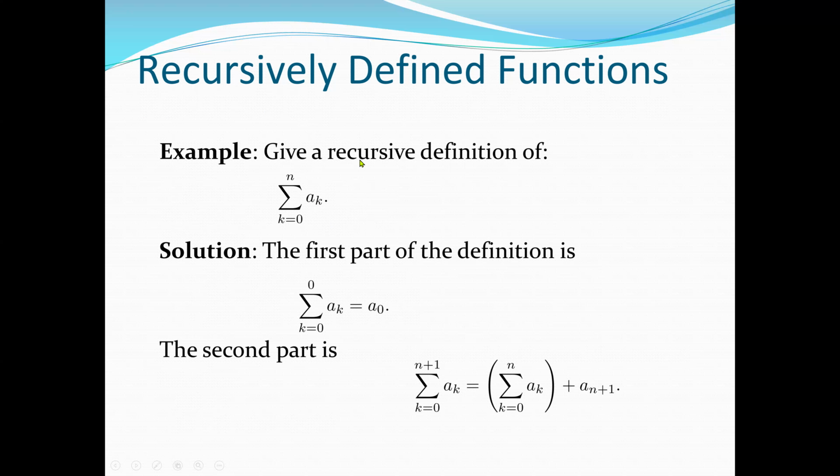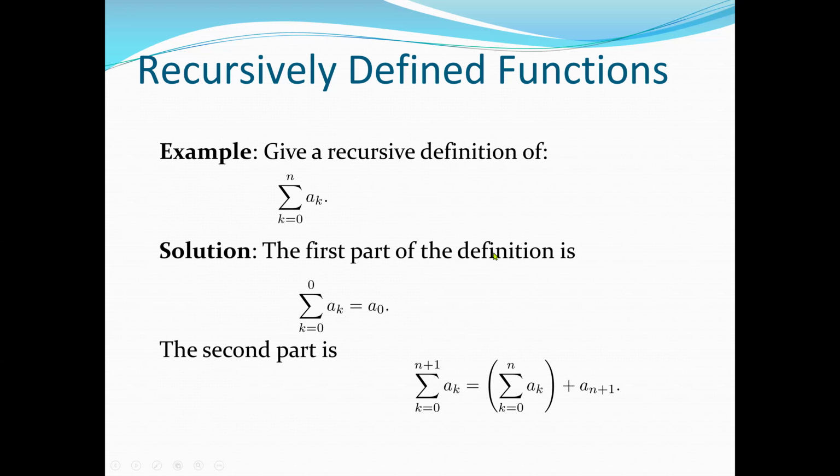Again, give a recursive definition of summation. This symbol stands for sum. We will see the example of the product symbol also. So this means again we start from 0 to n, just adding a0 plus a1 plus a2 all the way to plus a_k. And that's the solution here.